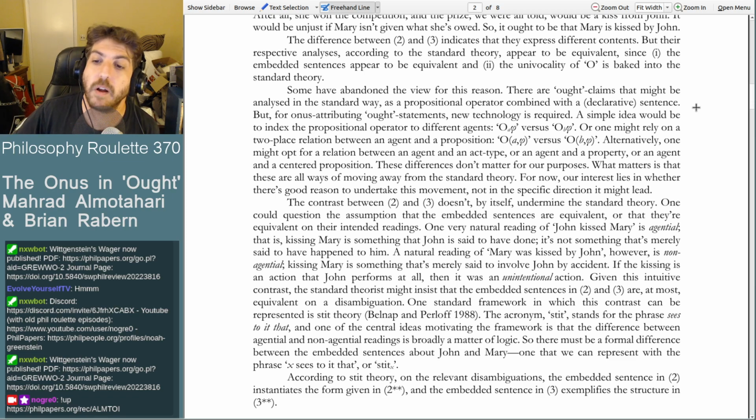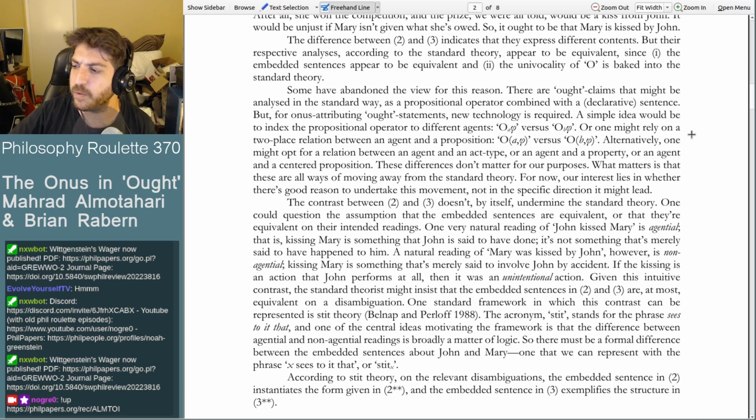There are ought claims that might be analyzed in the standard way as a propositional operator combined with a declarative sentence, but for onus attributing ought statements, new technology is required. A simple idea would be to index the propositional operator to the different agents, so obligation of A phi as opposed to obligation of B phi, that's O_A phi versus O_B phi. Or one might rely on a two-place relation between an agent and a proposition, so then we've got O(A, phi) versus O(B, phi).